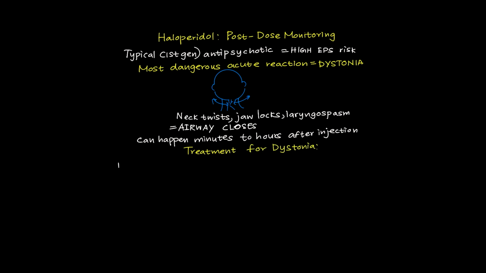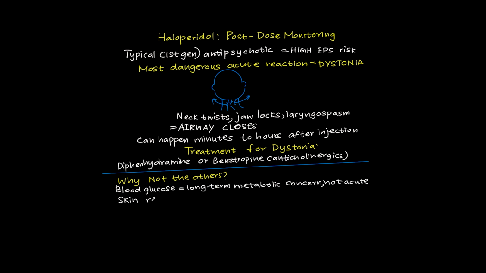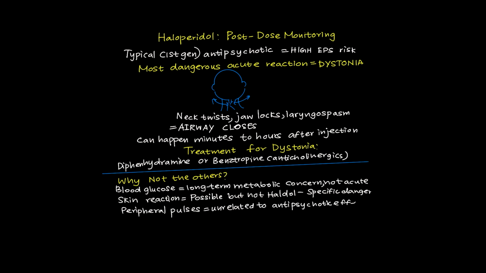The treatment for acute dystonia is diphenhydramine or benztropine. Both are anticholinergic drugs that counteract the dopamine blockade causing the muscle spasm. Hourly blood glucose? Antipsychotics can affect metabolic parameters over time, but that's a long-term concern, not an immediate post-dose emergency. Allergic skin reaction? Possible with any drug, but not the most likely or most dangerous haloperidol-specific effect. Peripheral pulses? That's a circulatory check completely unrelated to antipsychotic side effects.